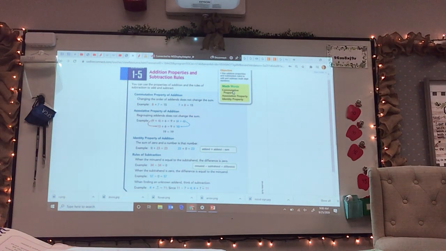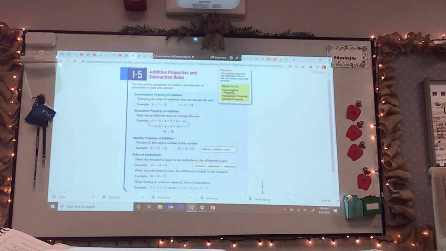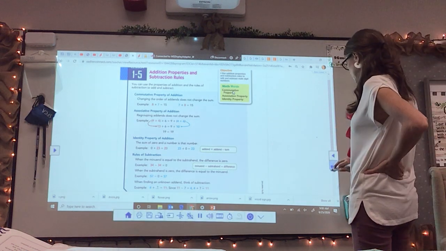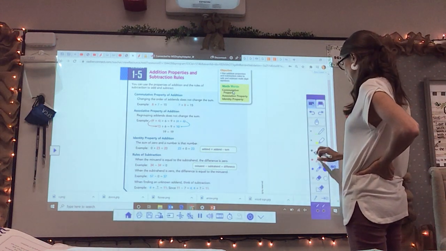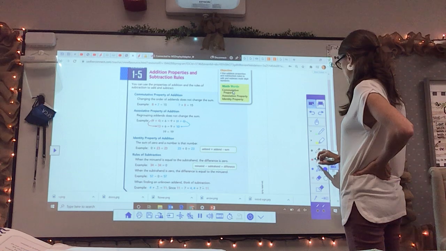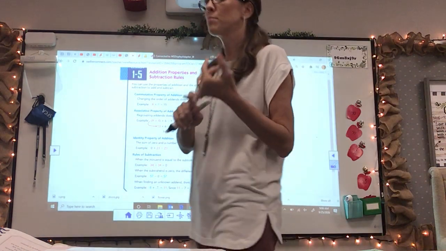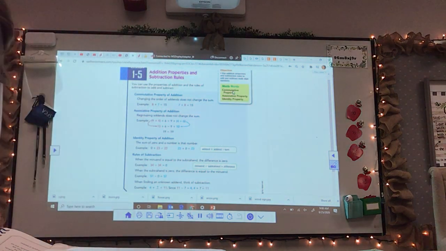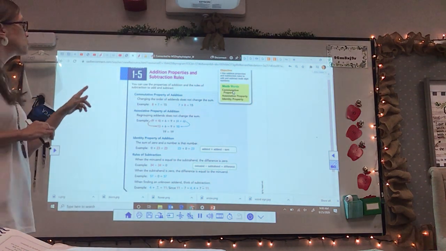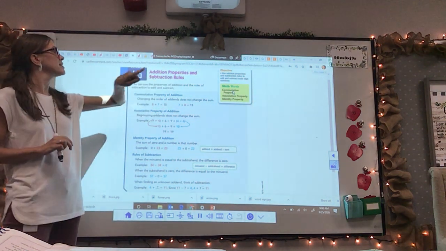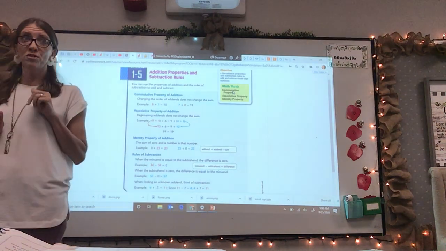Okay, so we are on lesson 1-5. We are going to be learning about something totally different than place value or exponents or powers of 10 or any of that. We are moving on to addition properties and subtraction rules.